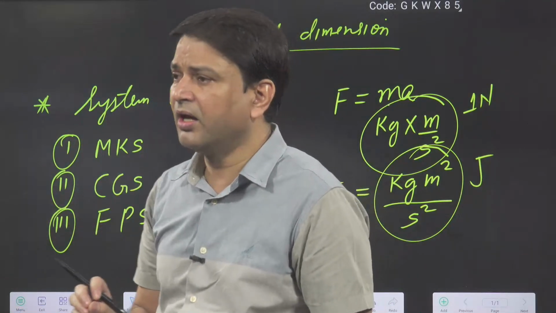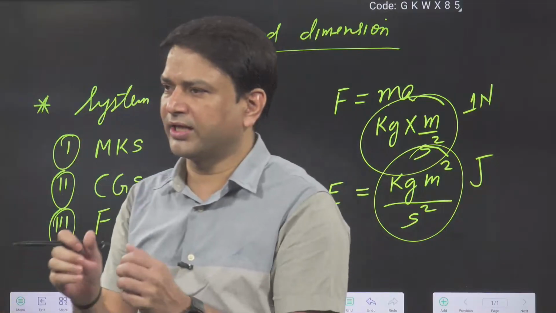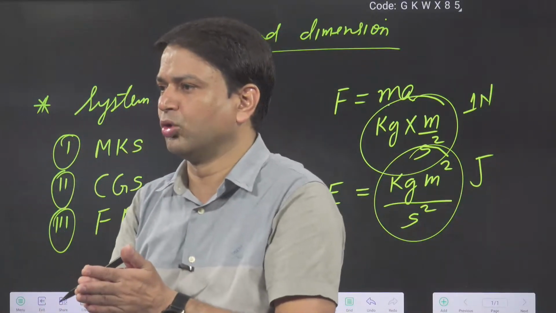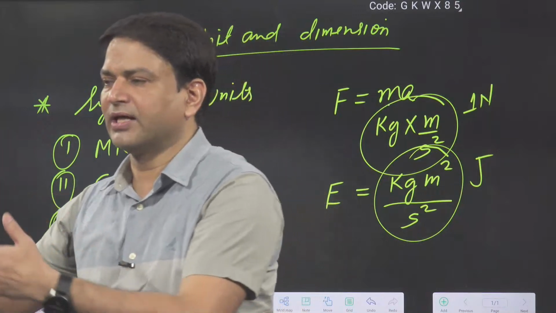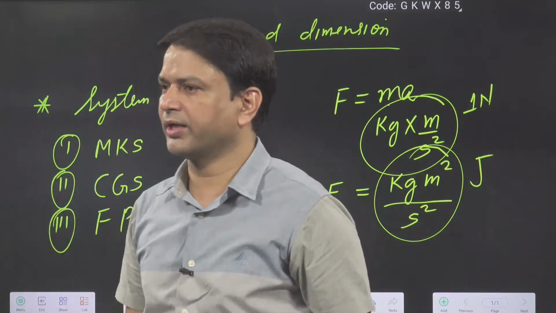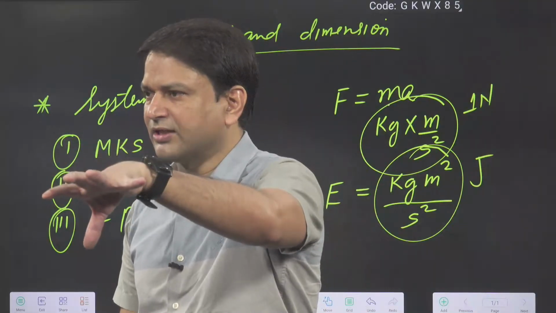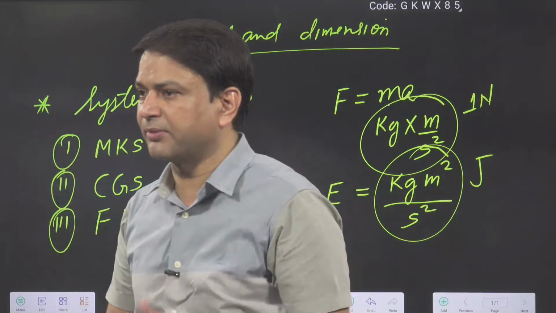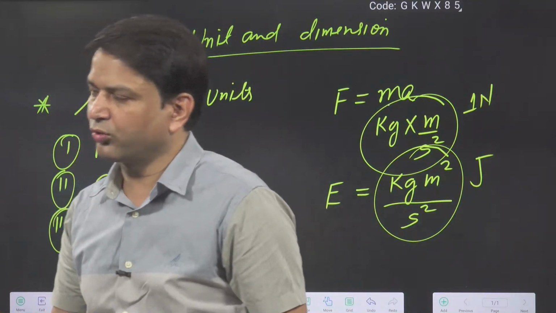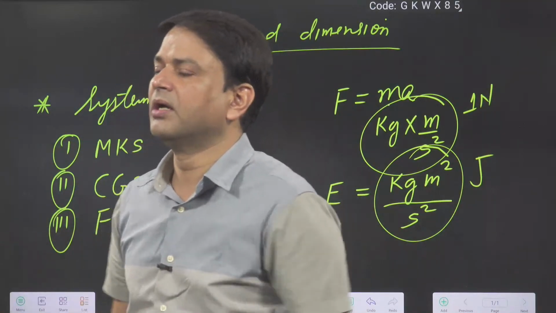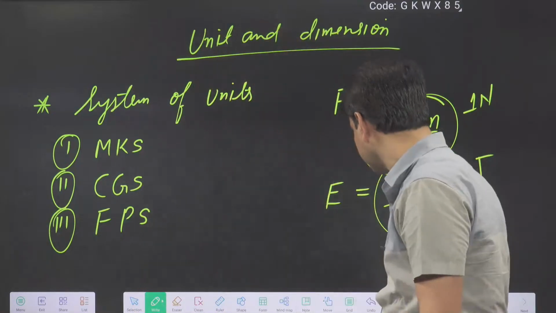I repeat again, if they have given the SI unit, like they have given the energy in joule, and I need the kinetic energy formula, I'm using K is equal to half mv square. So energy is in joule, so mass I will put in kg, velocity I will put in meter per second. It means we have to follow the MKS system. So when SI unit has been given, we have to follow the MKS system. Everybody got it or not?